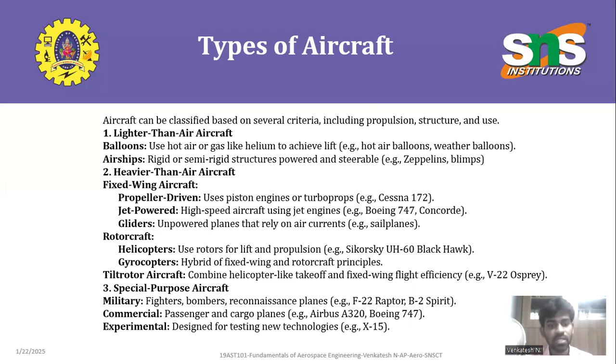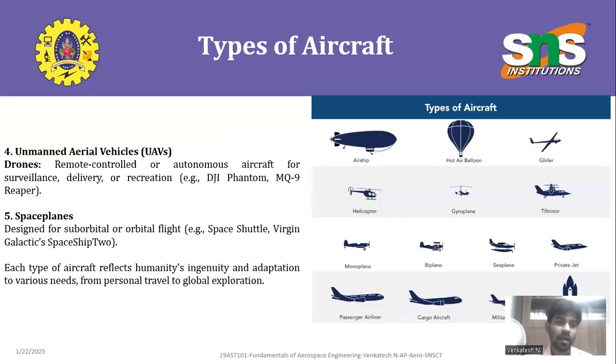Another is special purpose aircraft, under the categories of military, commercial, and experimental aircraft. Fourth are unmanned aerial vehicles, like drones. And the final one is spaceplanes, designed for suborbital or orbital flights.